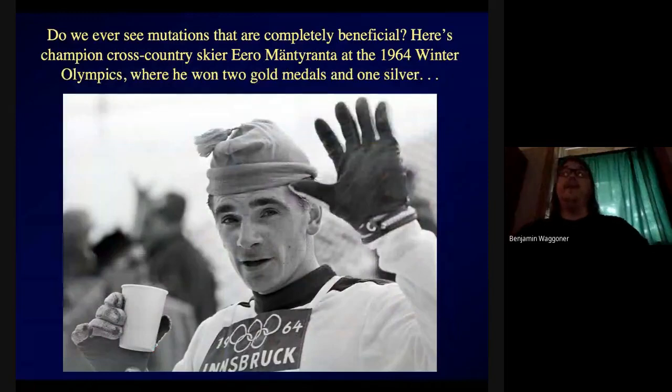This is a guy from the country of Finland at the 1964 Winter Olympics in Innsbruck, Austria. His name is Eero Montiranta, and he was a champion cross-country skier, winning 2 golds and a silver, blowing away the competition in his gold medal races. I think he came in like a couple of minutes ahead of his nearest competitors. He was just insanely good, one of the best endurance athletes ever.